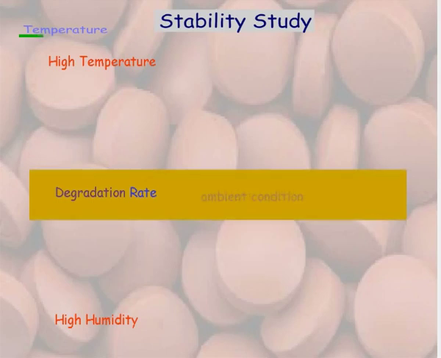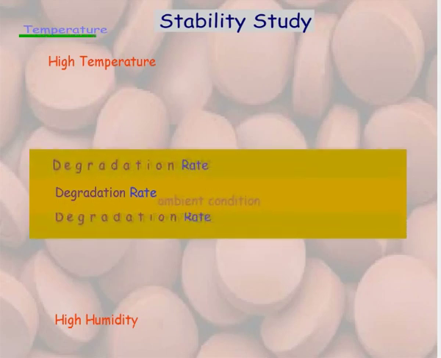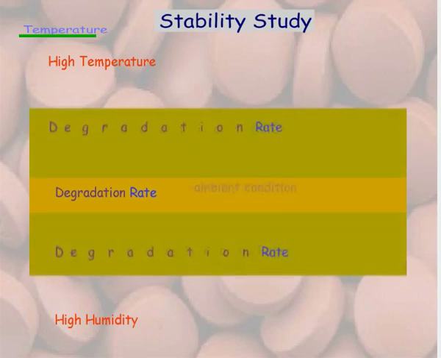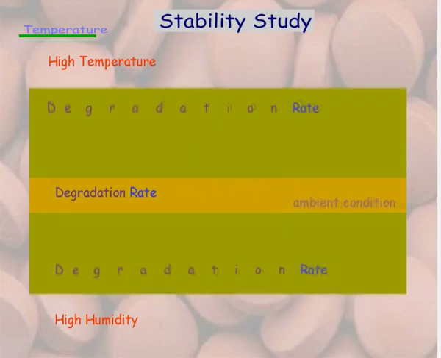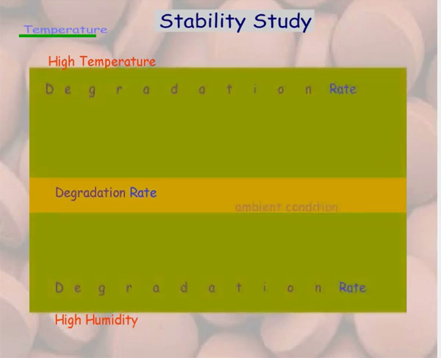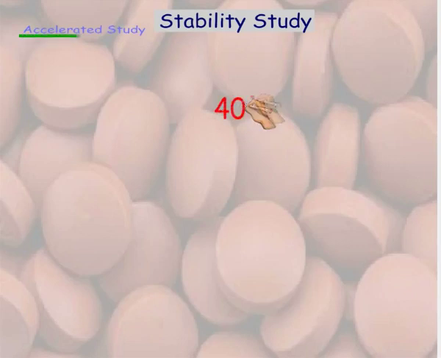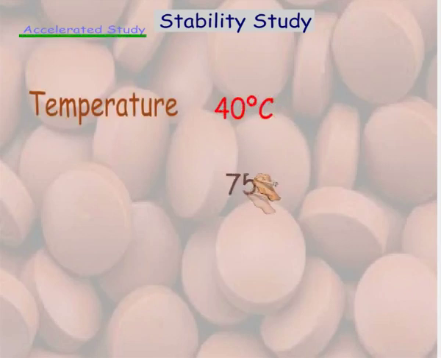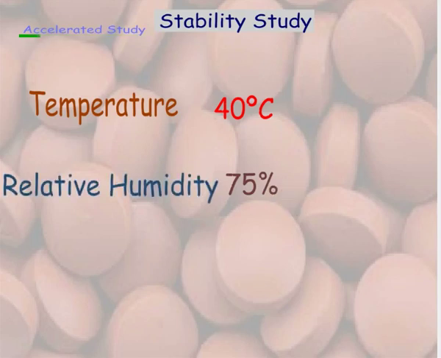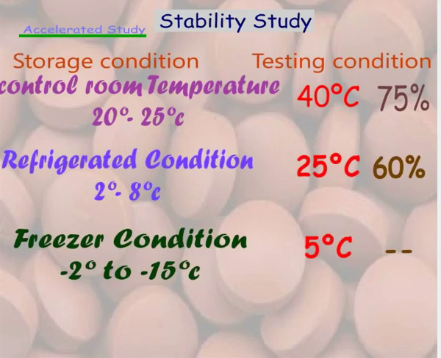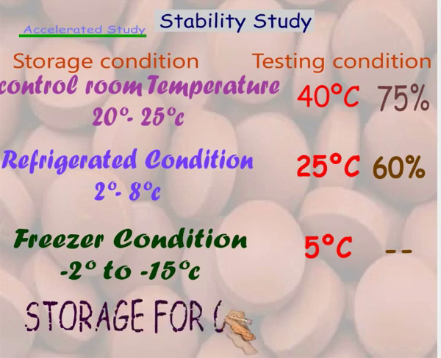So till now, whatever we have seen made us realize that the degradation rate of pharmaceutical product is much more at high temperature and high humidity than at ambient temperature or ambient atmosphere. On this basis, we keep our product at stress condition, usually 40 degrees centigrade, 75% relative humidity, to check the impact on the quality of the product within a short period. Depending on the nature of the product, the elevated stress condition is different. Normally, we keep our product for only 6 months.